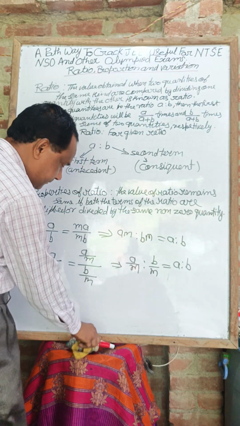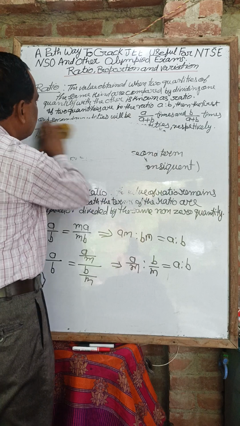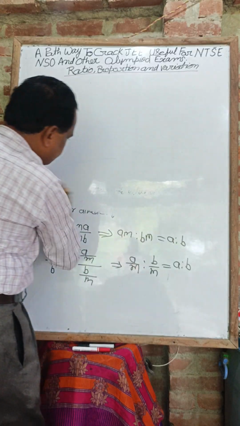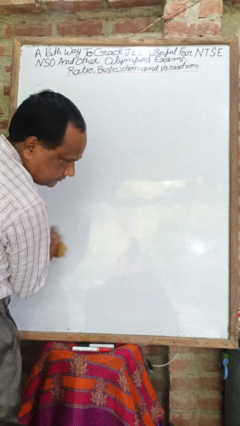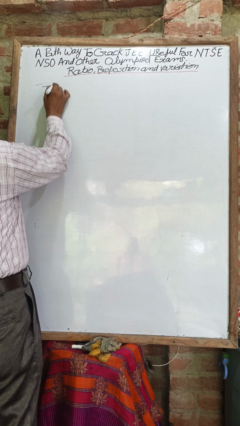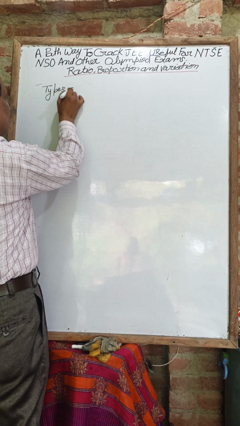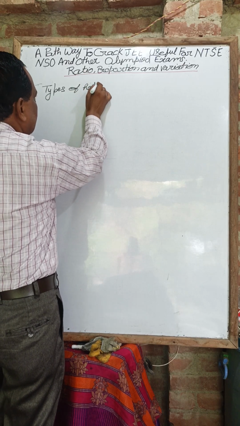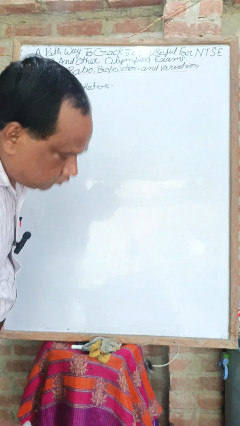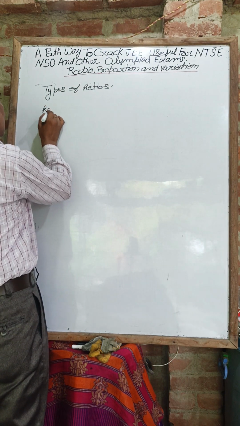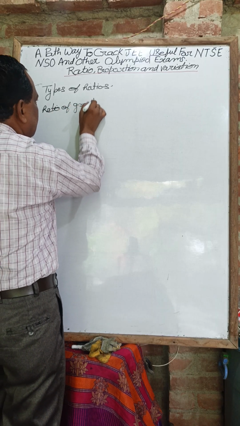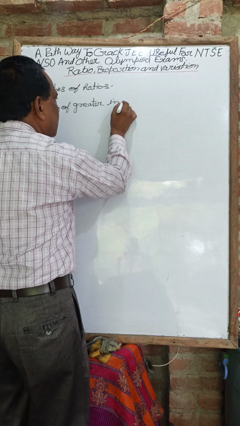Next, types of ratios. First, ratio of greater inequality.